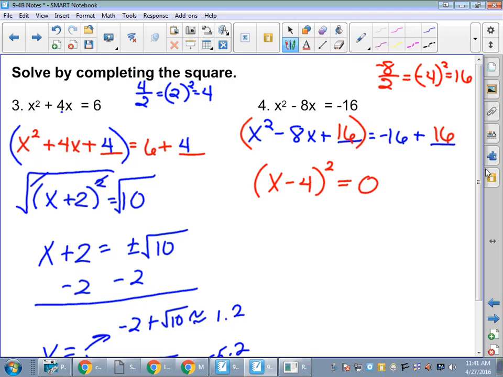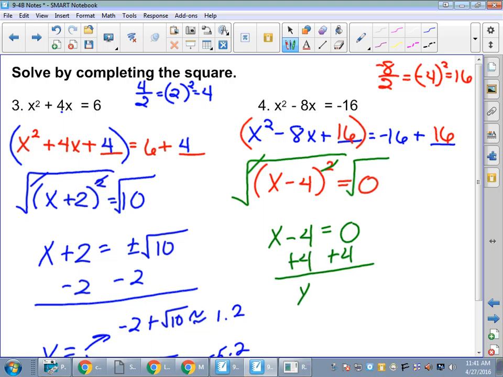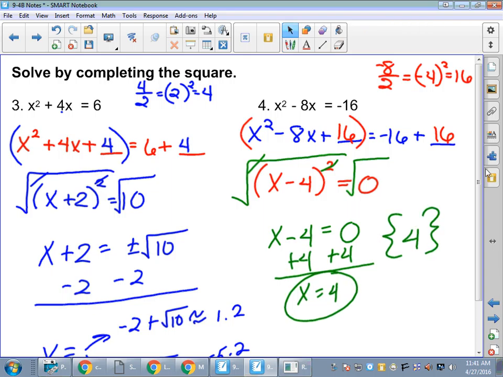From yesterday, when you take the square root of 0, you're only going to get one solution. Okay, so the square and the square root cancel. X minus 4 is equal to plus or minus 0, but plus or minus 0 is just 0. So I'm going to add 4 to both sides, and I only get one solution, and my solution is 4. That is solving by completing the square.